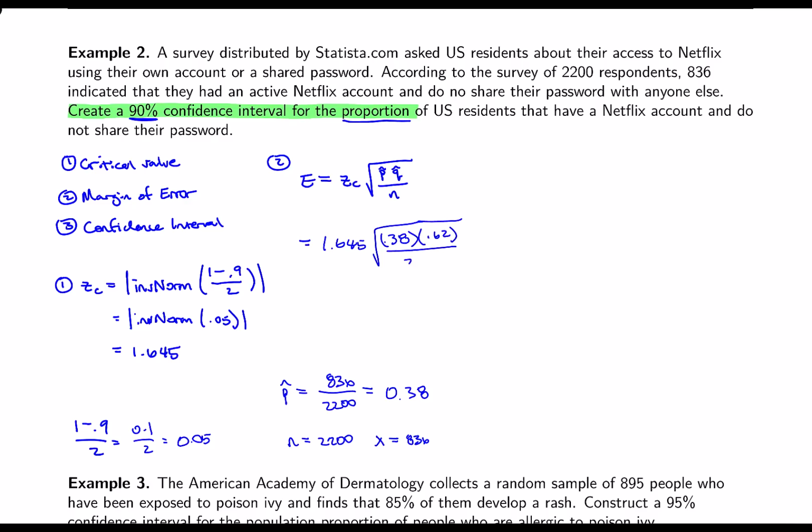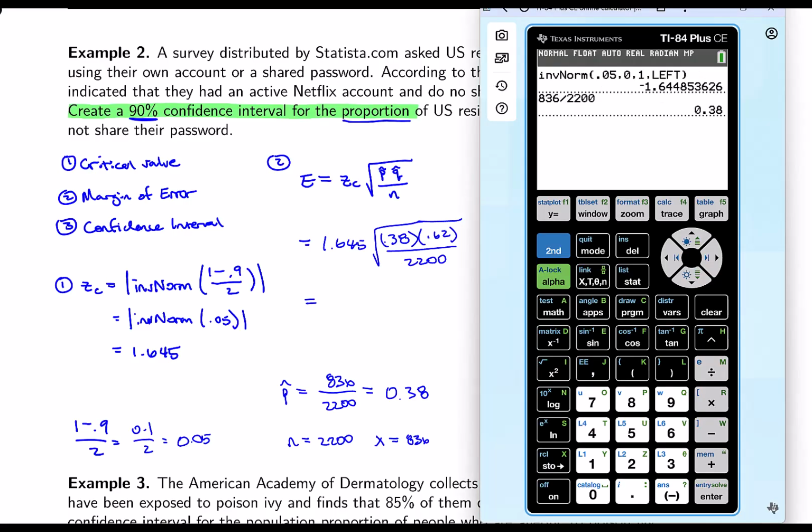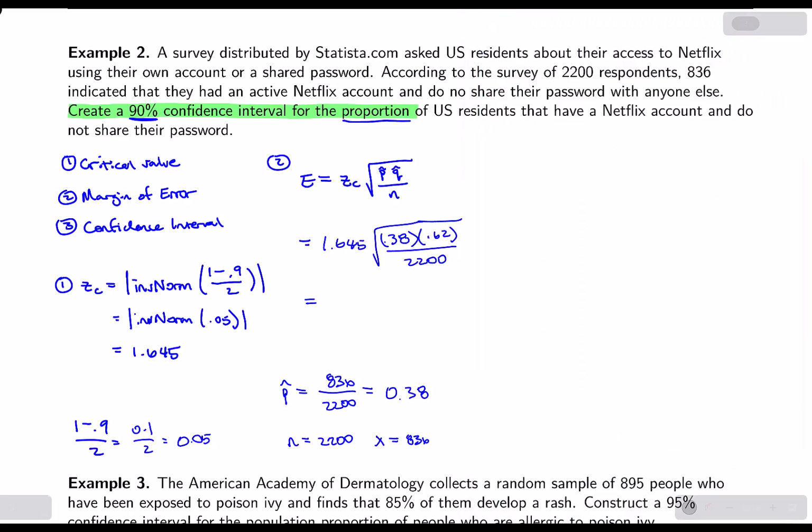And then we divide that by 2200, and that is our sample size, of course. So all of this goes into the calculator. 1.645 times the square root of 0.38 times 0.62 divided by 2200, and that's 0.017.